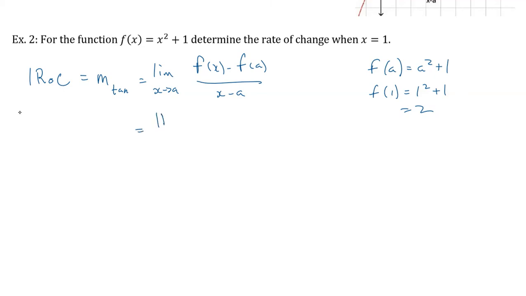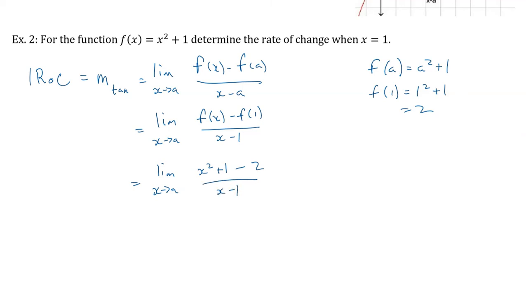So this is the limit as x approaches a. We have to write that every single time because we're not talking about when x equals a. We're talking about it just approaching it very closely, of f at x minus f at 1 over x minus 1, which is the limit as x approaches a of f at x, which is x squared plus 1, minus f at 1, which is 2, over x minus 1. Is everybody okay with that?